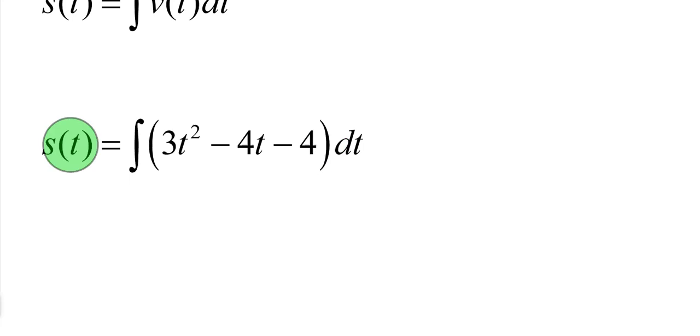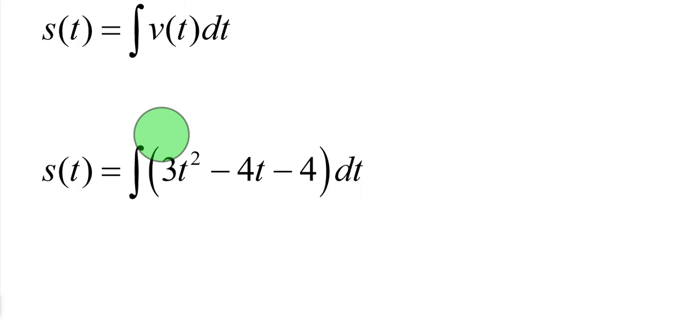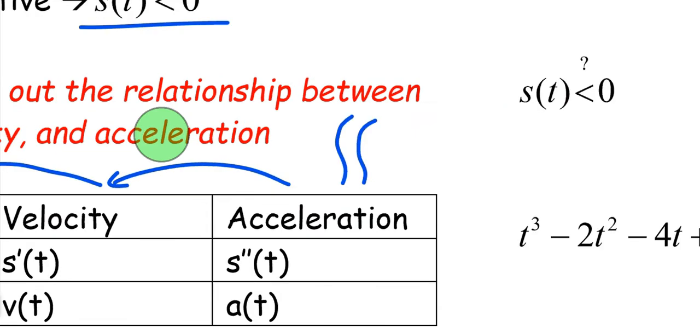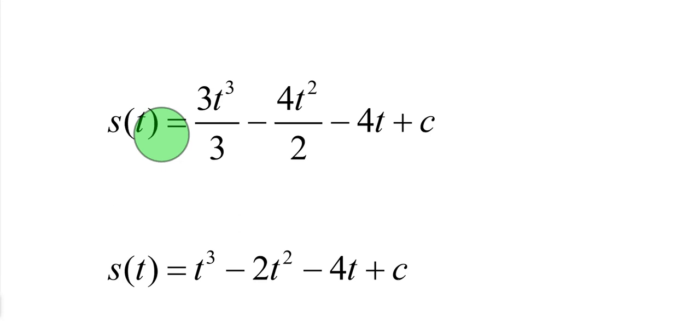To find the position equation, you integrate that again. Using the reverse power rule, add 1 to the exponent and divide by that, so 3t³/3 − 4t²/2 − 4t + c. Simplify that down to t³ − 2t² − 4t + c. So this is the position equation.